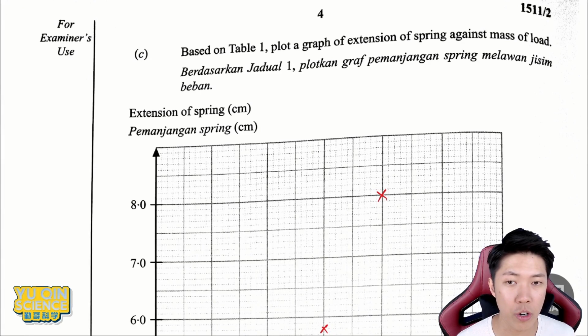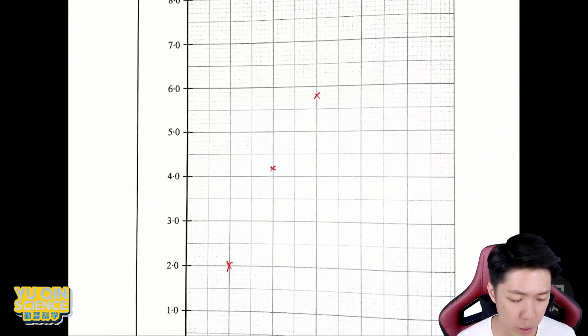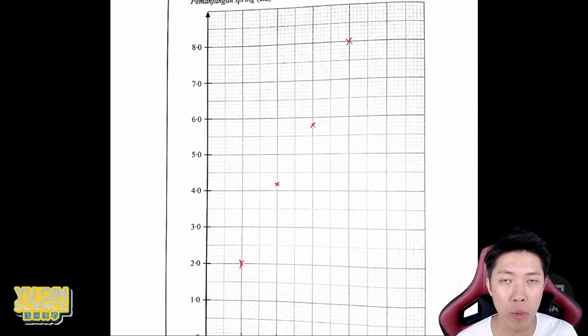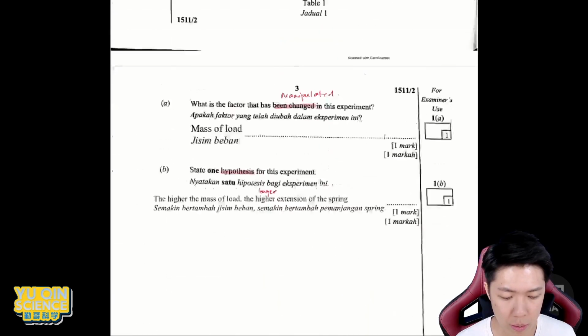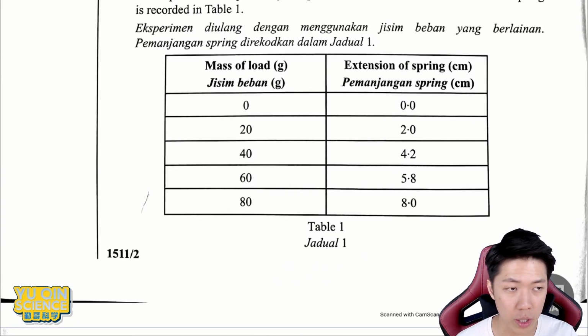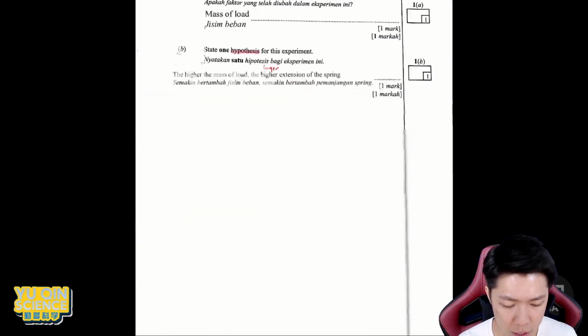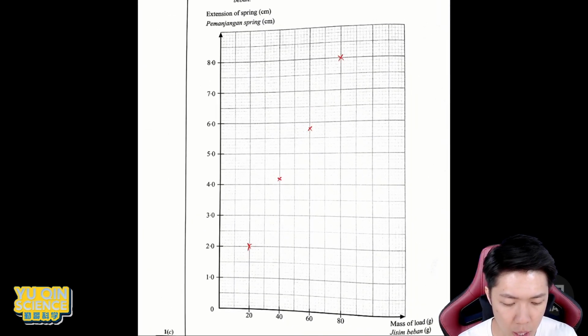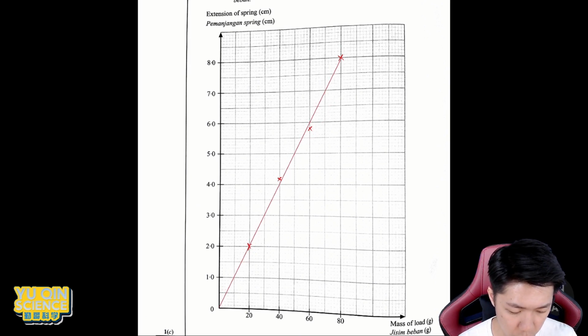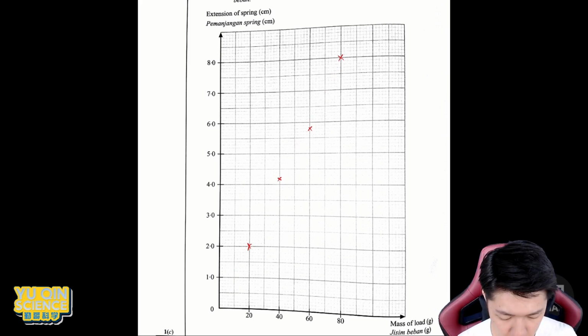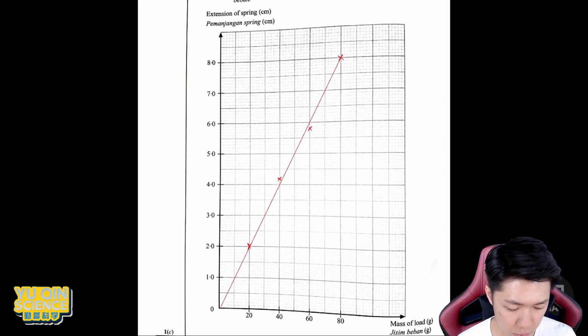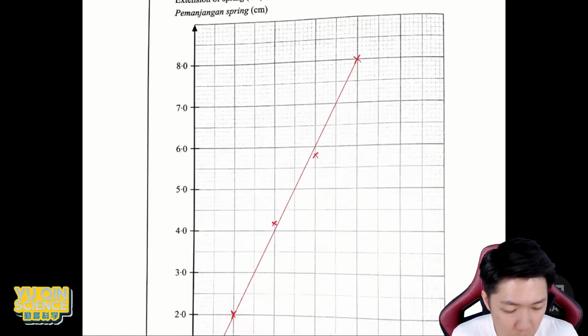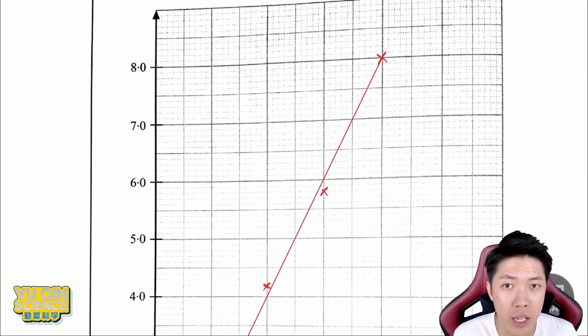Part C, plot your graph. Very simple. Drawing a graph always has 2 things to remember. Number 1, whether you are plotting correctly or wrongly. Number 2, whether you are drawing smoothly or not. According to the numbers given, you will just do your plotting. I'm pretty sure by now you understand how to do it, so I've already done that for you. It's pretty much a straight line, so I'm just going to use a ruler to connect from 0 to the last point. Like that, with a ruler. It's very obvious because this is a straight line.